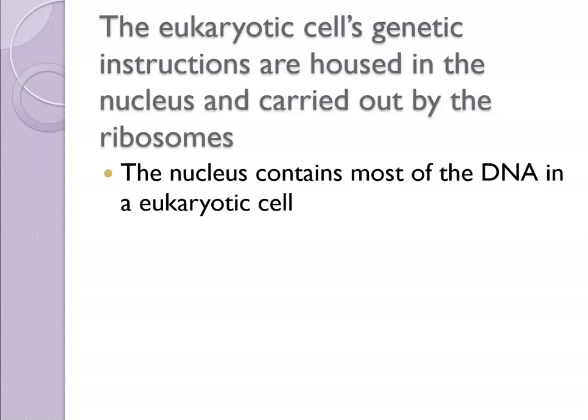In this lesson of Chapter 4, we're going to be talking about the nucleus and also the organelles that are involved in the endomembrane system of a eukaryotic cell. Recall that only a eukaryotic cell would have a nucleus. This is the location where the majority of that cell's genetic instructions are contained and further carried out by the ribosomes.